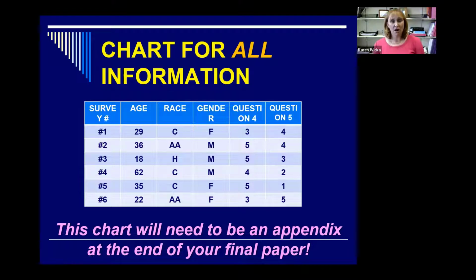So this will ultimately be attached at the end as an appendix to your final paper. So we're not going to put this in the middle of the paper, but you're going to refer to it in your paper and say, see data chart or see appendix D, or whatever letter you give it. And then this chart is going to go into your final paper as an appendix. So you want to be able to do that. You're going to just cut it and paste it right into your paper.